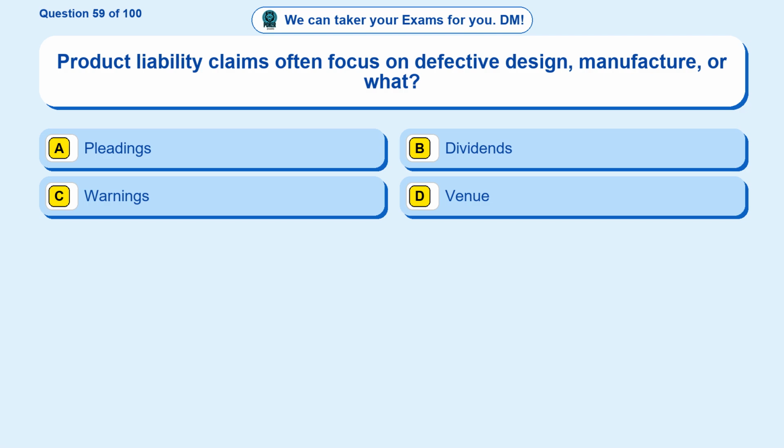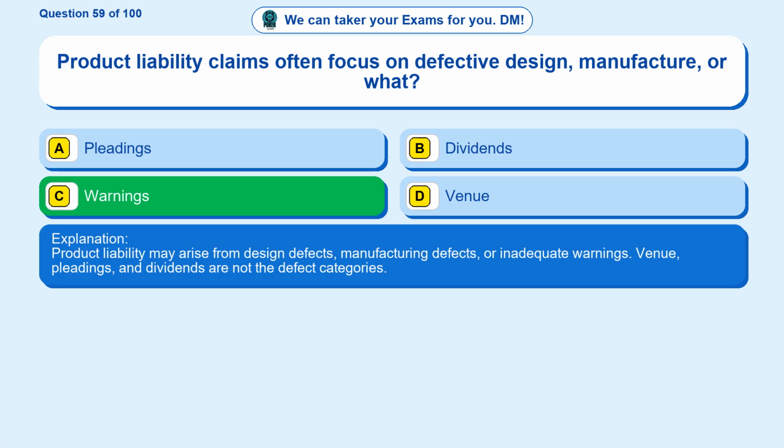Question 59. Product liability claims often focus on defective design, manufacture, or what? Option A, pleadings. Option B, dividends. Option C, warnings. Option D, venue. The correct answer is option C, warnings. Product liability may arise from design defects, manufacturing defects, or inadequate warnings. Venue, pleadings, and dividends are not the defect categories.